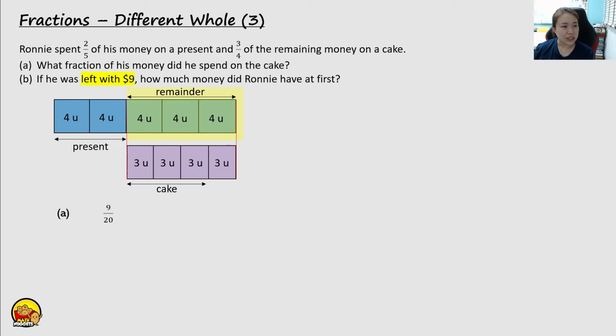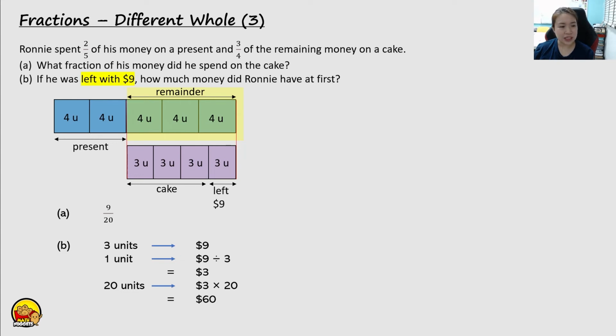Now part B, if he was left with $9, let me put that leftover there. So this tells us that 3 units is the leftover, which is $9. So 3 units, $9. Let's solve for 1 unit. $9 divided by 3, 1 unit is $3. We're trying to find how much money Ronnie had at first, which would be his whole, which is 20 units. 20 units would be $3 times 20. That gives us $60.